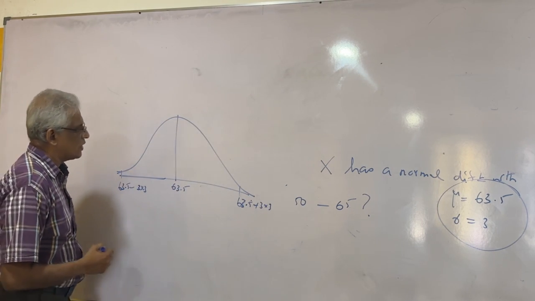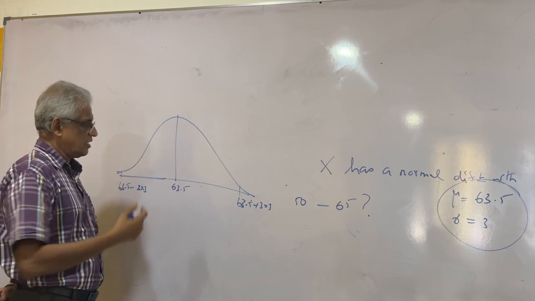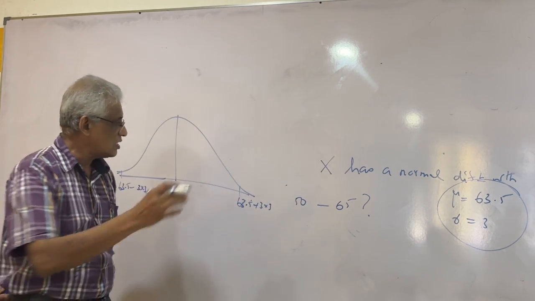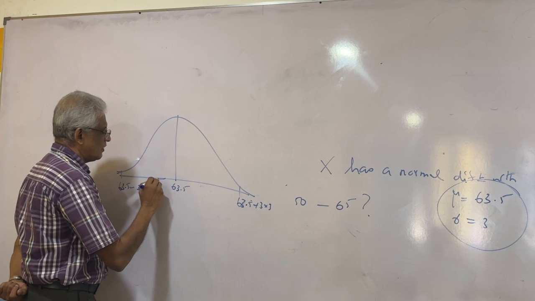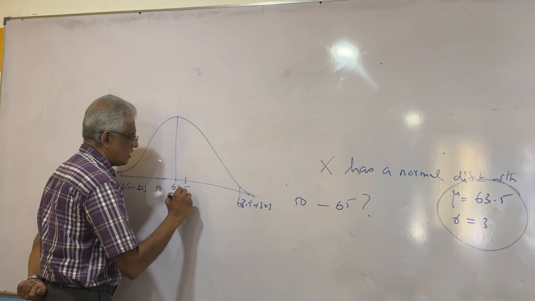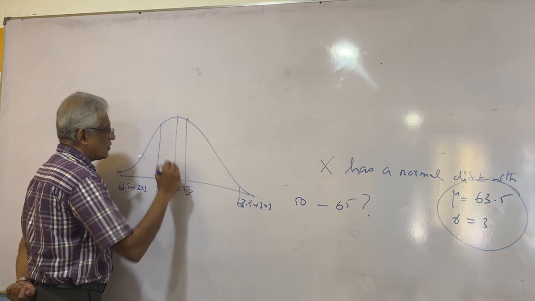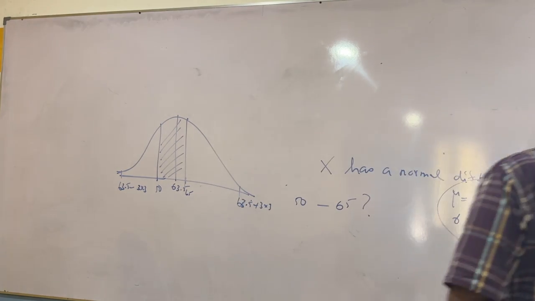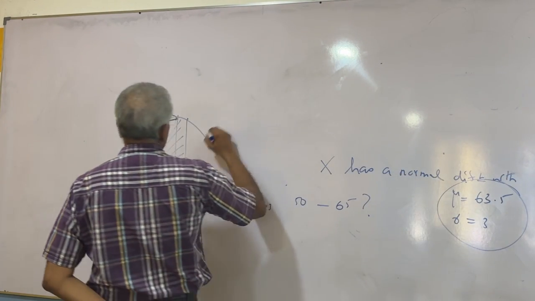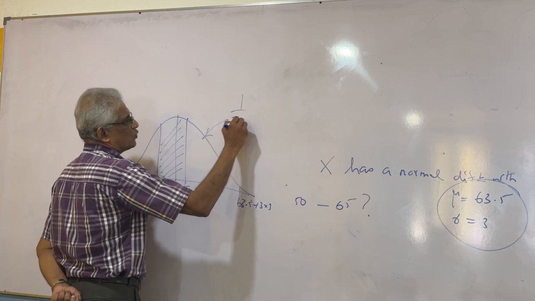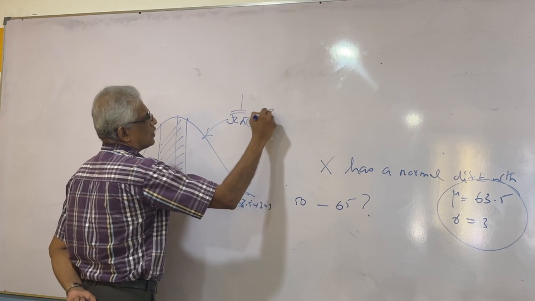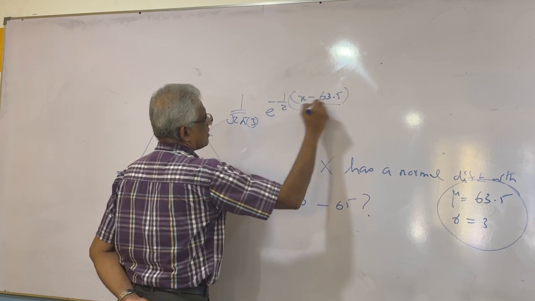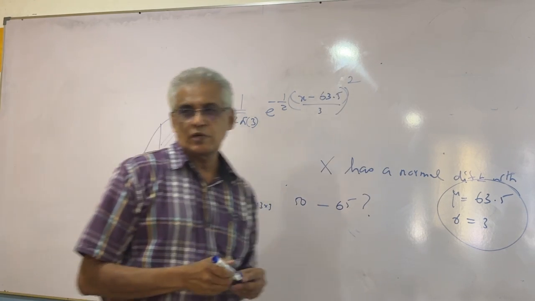Now the question is asking what is the area, in other words, what is the percentage? The total percentage is 100%. So what is the percentage between these two numbers? 50 will be somewhere here, 65 will be somewhere here. So the question is asking what is this area? How do you find out the area? You know the equation for this: 1 over root 2 pi times 3, and then e to the power minus half times x minus 63.5 divided by 3, squared. That is the formula for this.